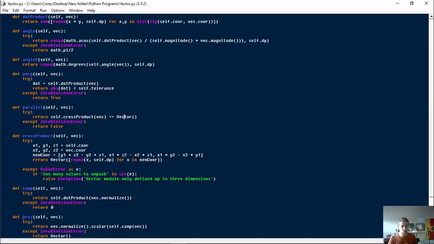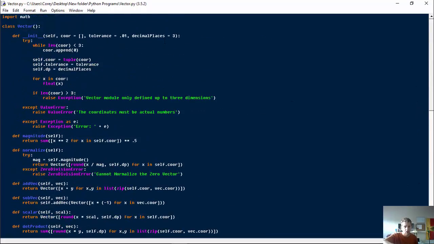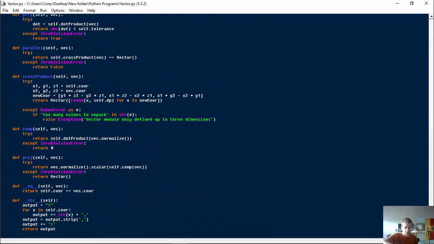If you just make a vector without putting in coordinates, it defaults to a blank list, and then it appends zeros to it as long as it's less than 3. So if I just do a vector like that, it'll make a 0 vector. So I'm just saying if their cross product is equal to the 0 vector, return true. Cross product is the same. Component 1, just return dot product.